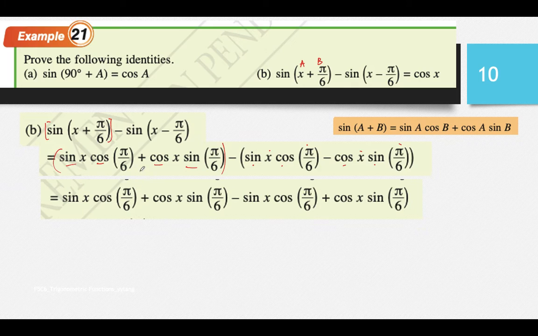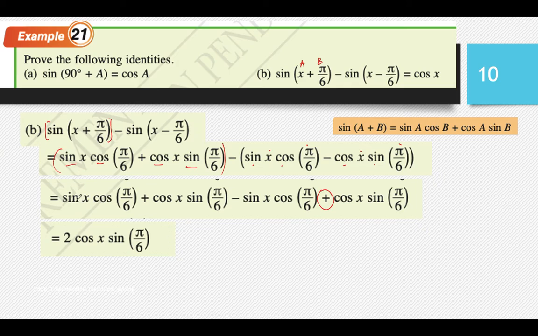Now simplify it. This one cannot do anything, just copy. Cannot do anything, copy. Okay, minus, open the bracket now. So this one minus. Negative, negative, positive. Okay, because open the bracket and copy again. Okay, then, sine x cos, this one, 100, pi over 6. Pi over 6 equals to 180 over 6, 30, cos 30. Cos 30 equals to square root 3 over 2.